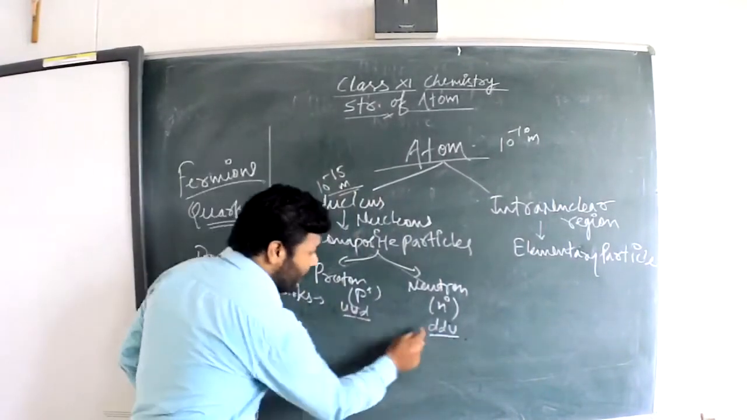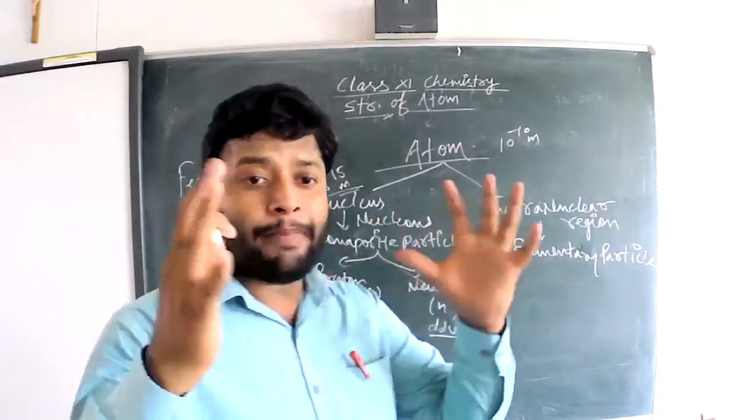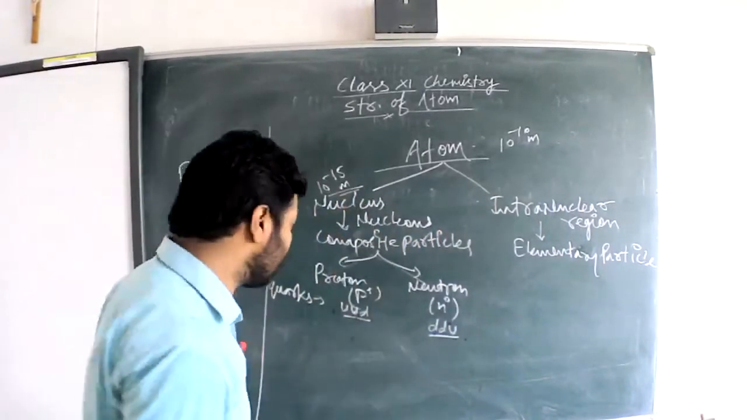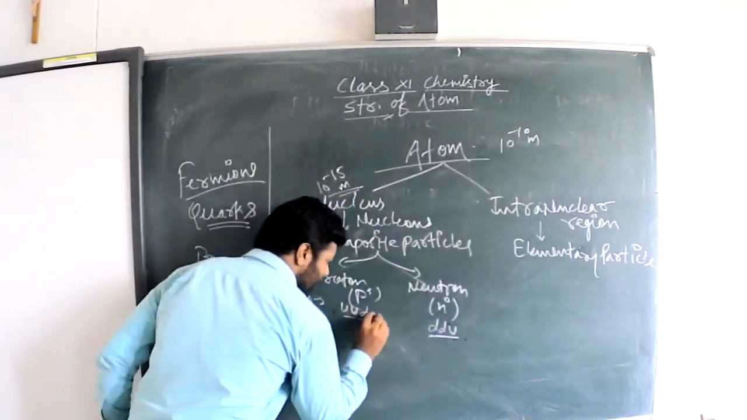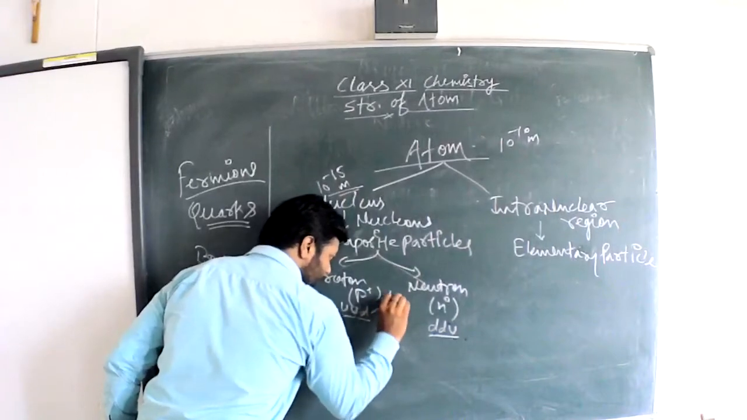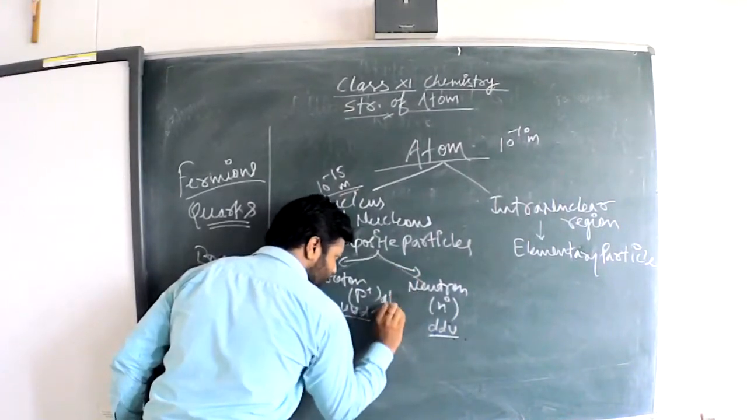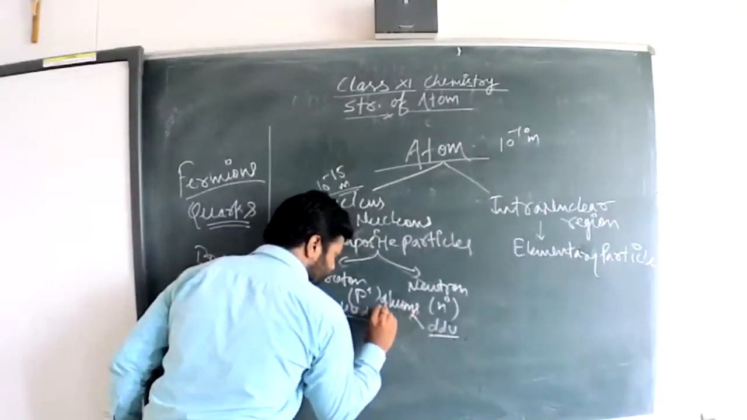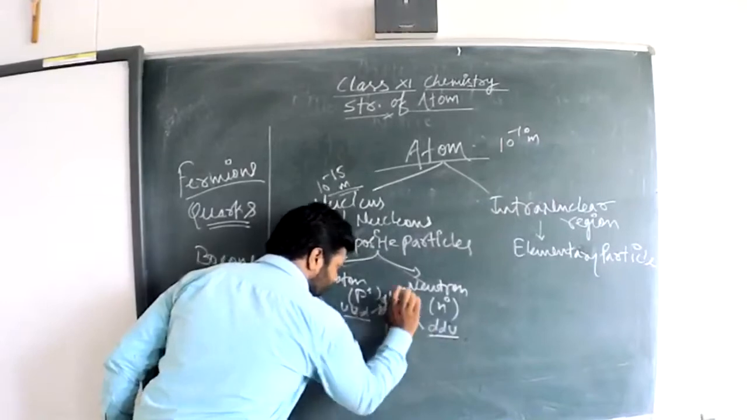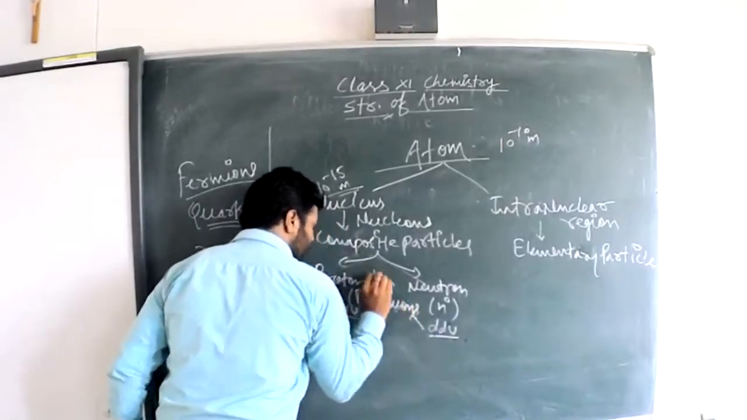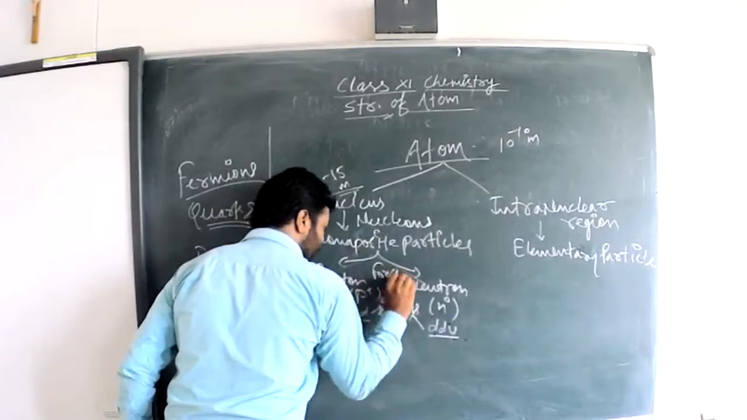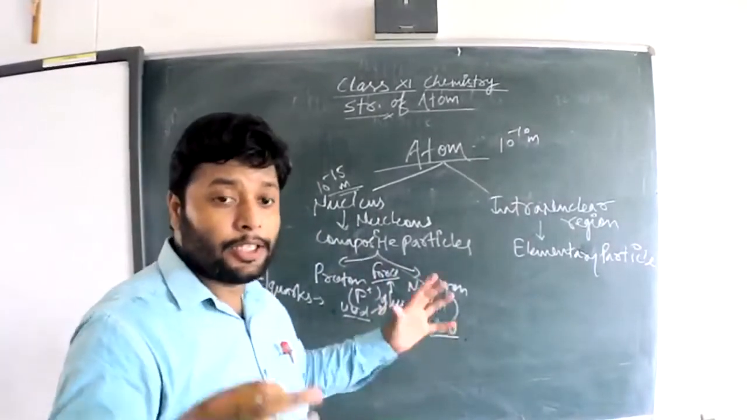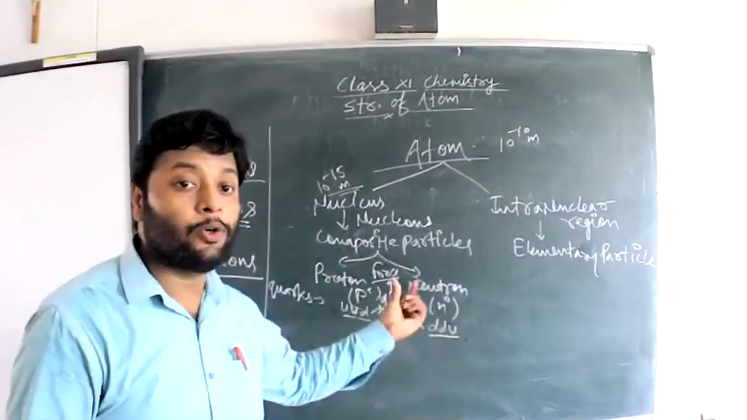So these three are quarks. They are actually joined by a strong force of attraction called gluons. These three quarks are joined by a strong force called gluons.